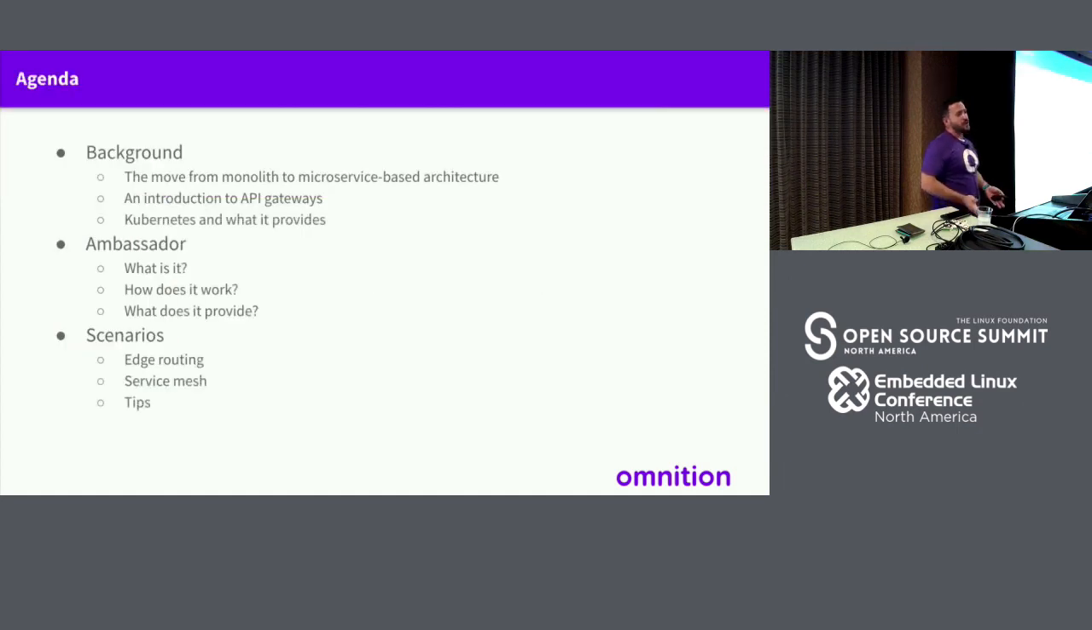So in terms of agenda, I want to start with some quick background information. What is an API gateway? Why should you care? How does that play into the Kubernetes world? I'd like to introduce Ambassador, and then I'd like to talk about different scenarios in which an API gateway can be beneficial. Some of those include edge routing, but this also expands into things like service mesh, which you might be interested in as well. So let's start with some background.